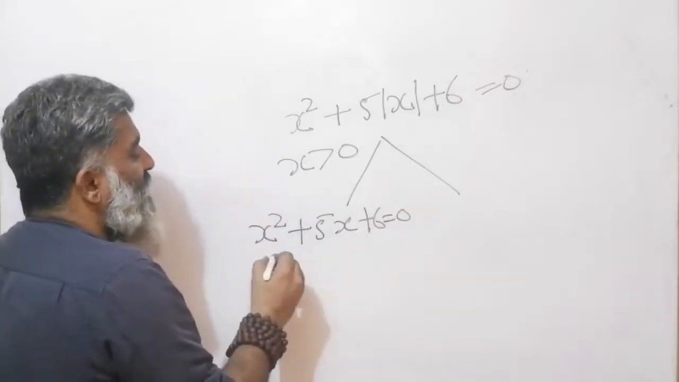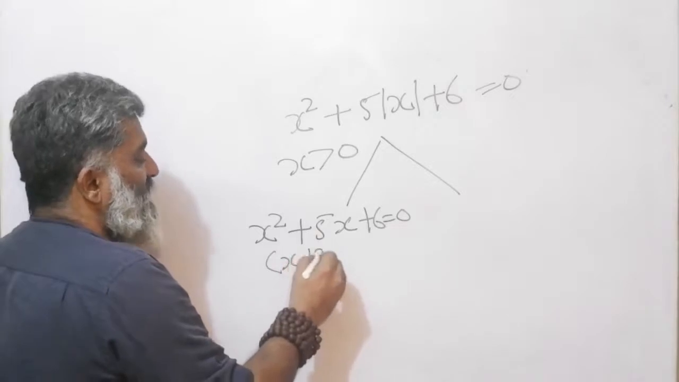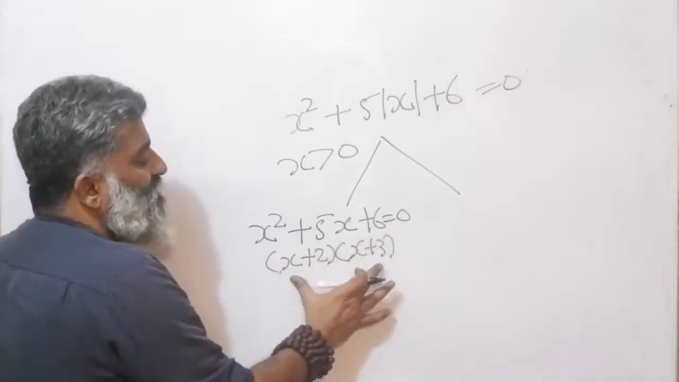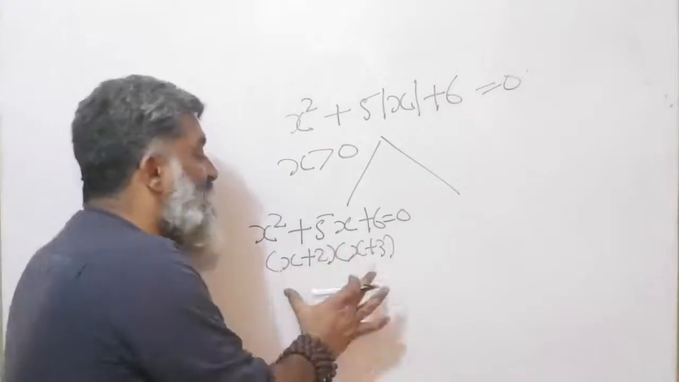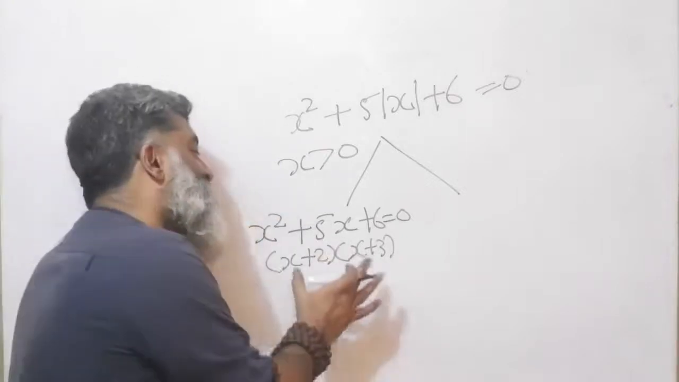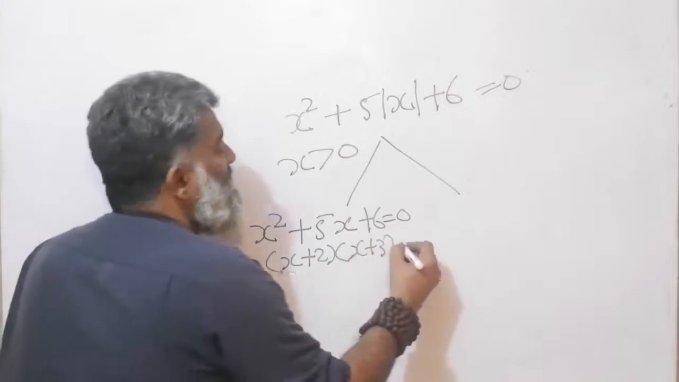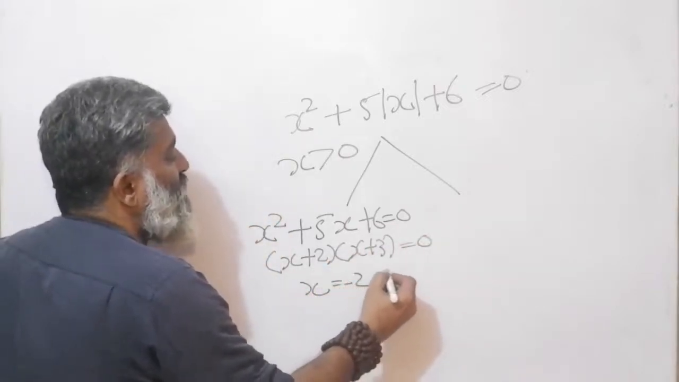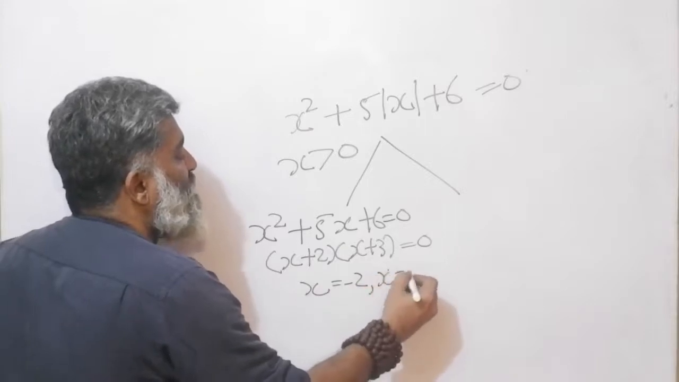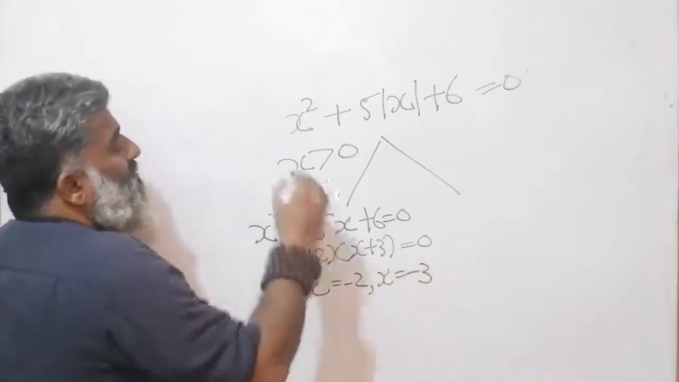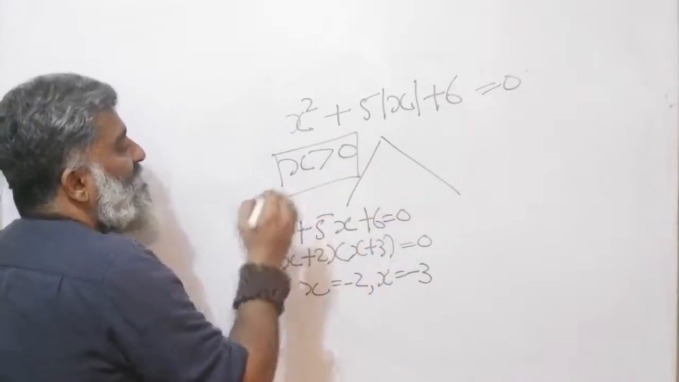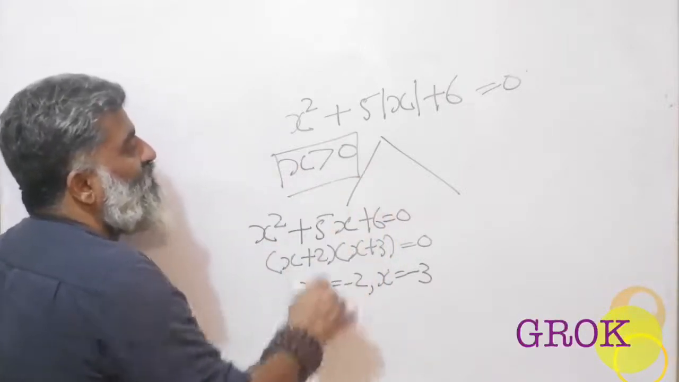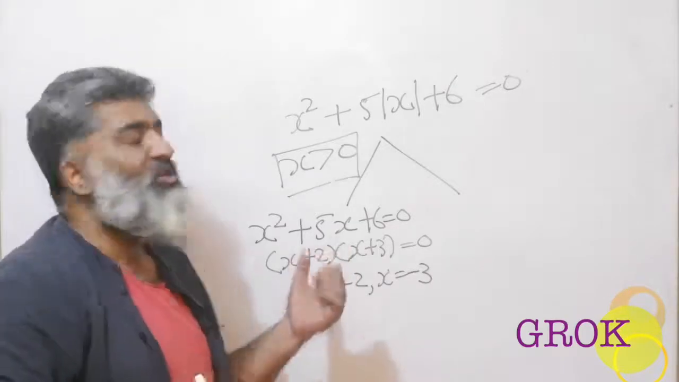This is very easy to factorize. The factors are x plus 2 into x plus 3. And again, notice the speed here. I'm not spending any time here because I'm assuming everybody has developed expertise here. This is equal to 0. That means x is equal to minus 2 or x is equal to minus 3. But you started by saying x is greater than 0. The solutions that you are getting are negative. Will this story work for me? No, it will not work for me.